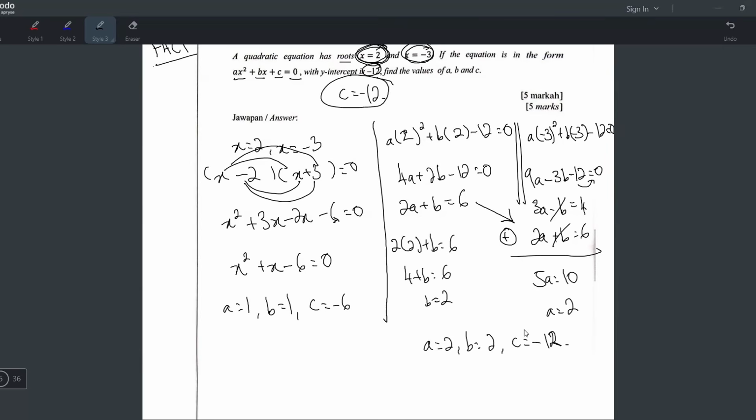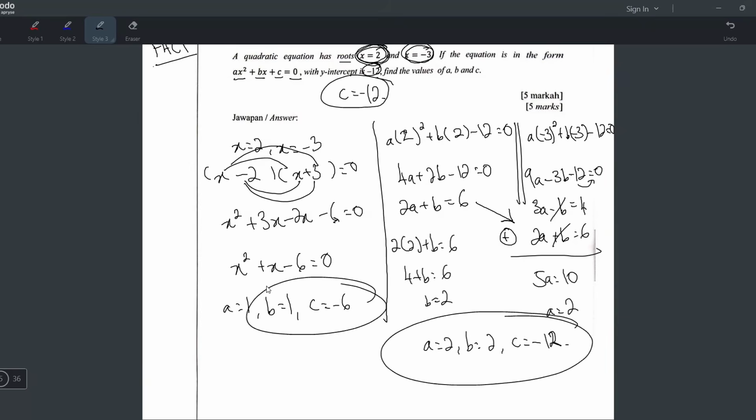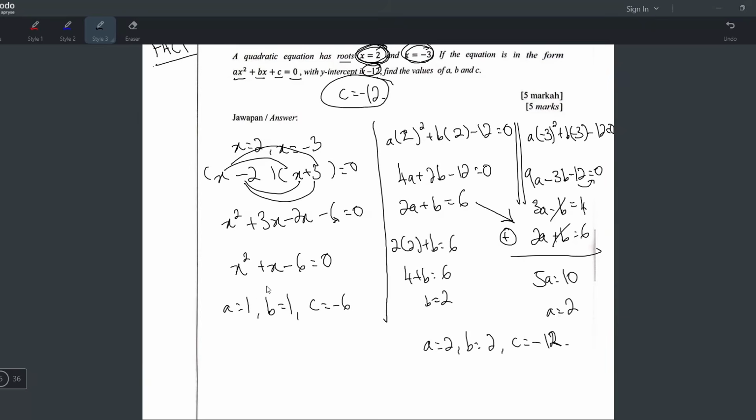Okay. All right. We have a problem. Why is the answer here and the answer here not the same? Okay. In my opinion, this is considered correct also. Let me tell you why.